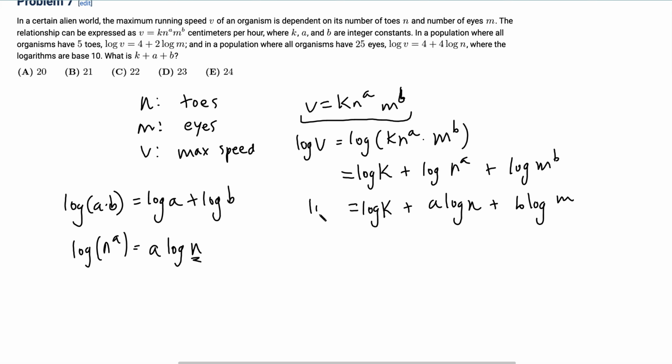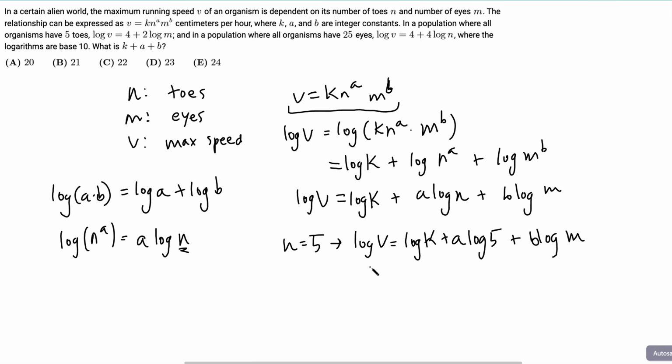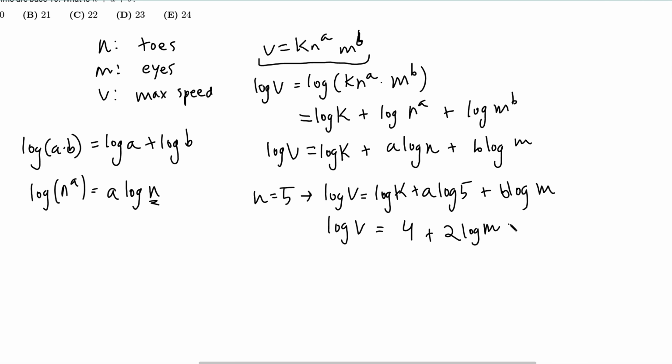Okay, so now that we've simplified this, we can plug in some values here. So when organisms have 5 toes, so when n is equal to 5, we get log v is equal to log k, right, plus a times log of 5 plus b times log of m. But we know that the expressions just simplify into log v is equal to 4 plus 2 log m. So just pattern match, right? This has to correspond with this. So that means b must equal 2.